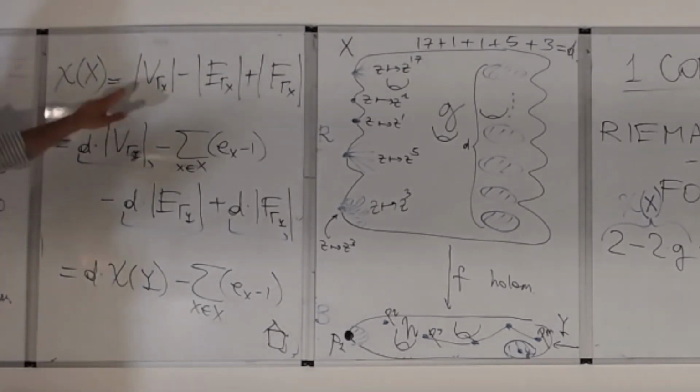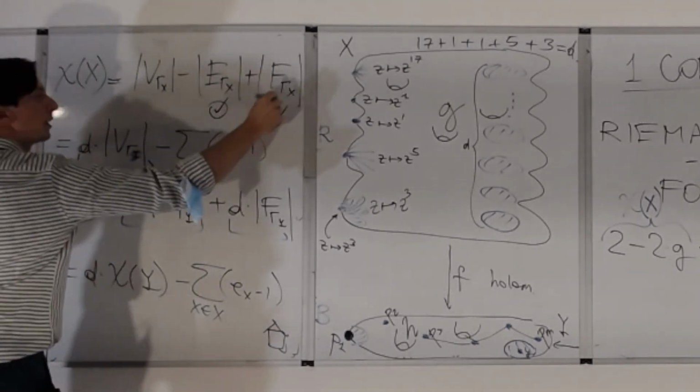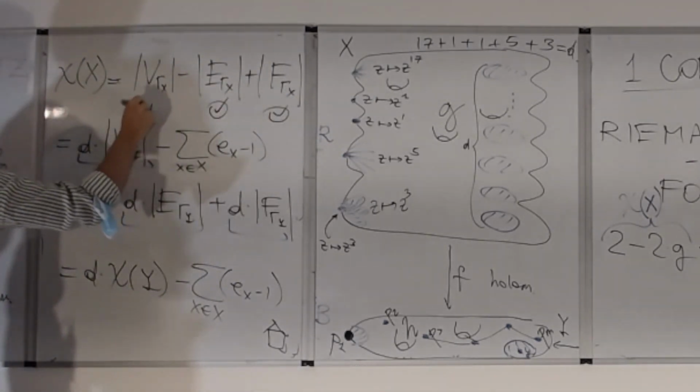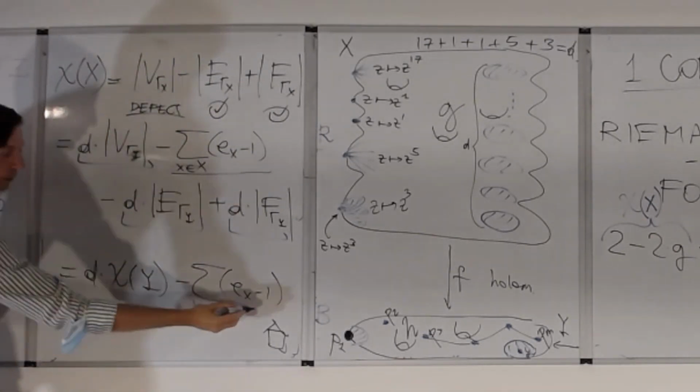So you have three things. This is good. This is good. Here you have some defect. This is the defect, and this is what you carry on in the computations.